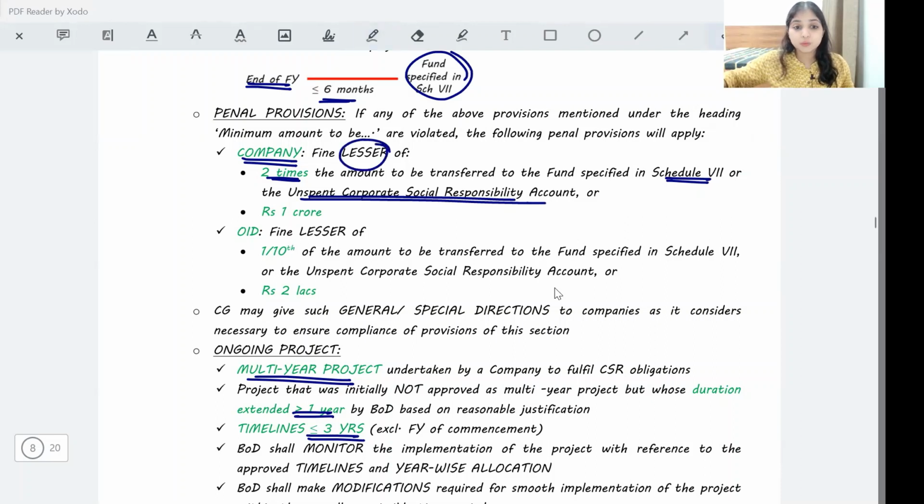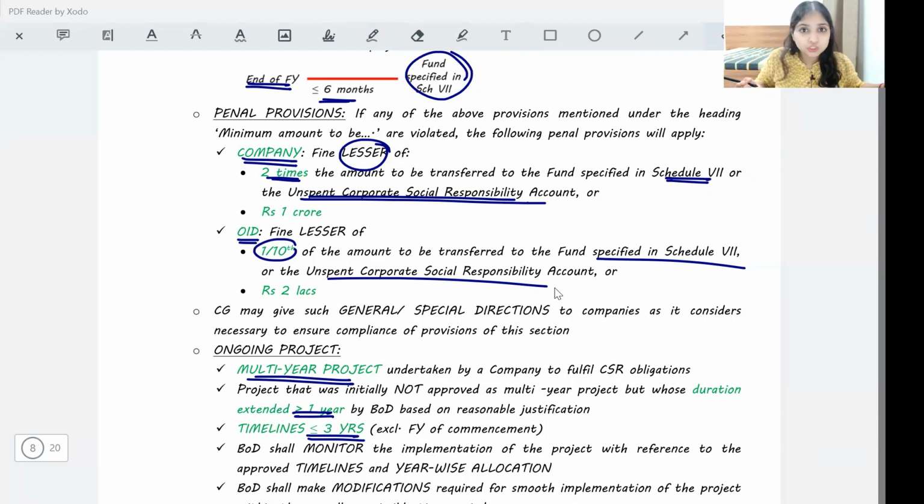The officer in default will be punished with a fine which is 1/10 of the amount which should have been transferred to the Schedule 7 fund or the unspent CSR account, or 2 lakh rupees, whichever is lesser. Basically, what is a default here? Default is not spending money on CSR? No. Default is not spending lesser on CSR? No. If you spent lesser on CSR, it's okay.